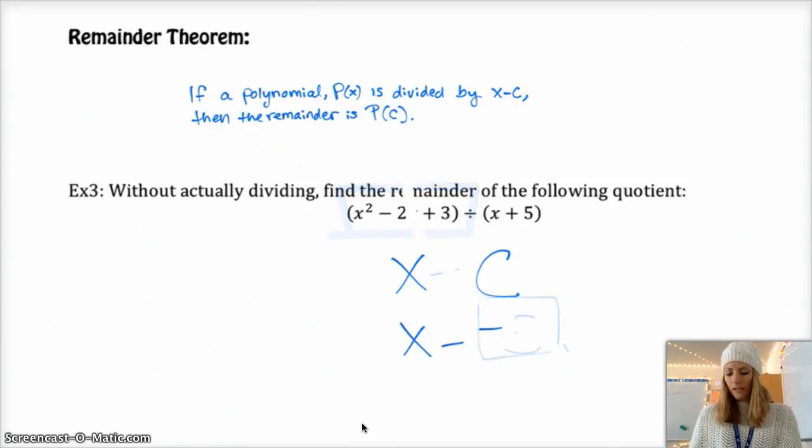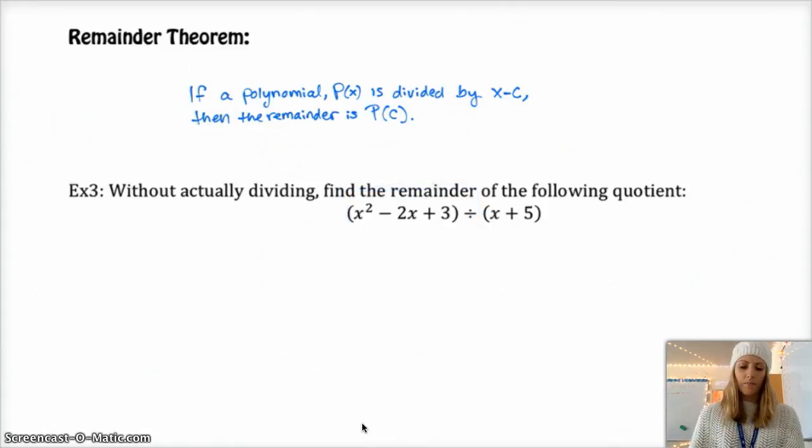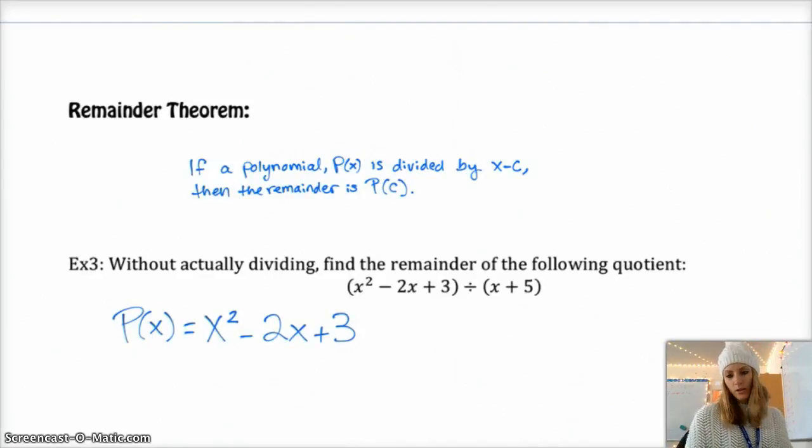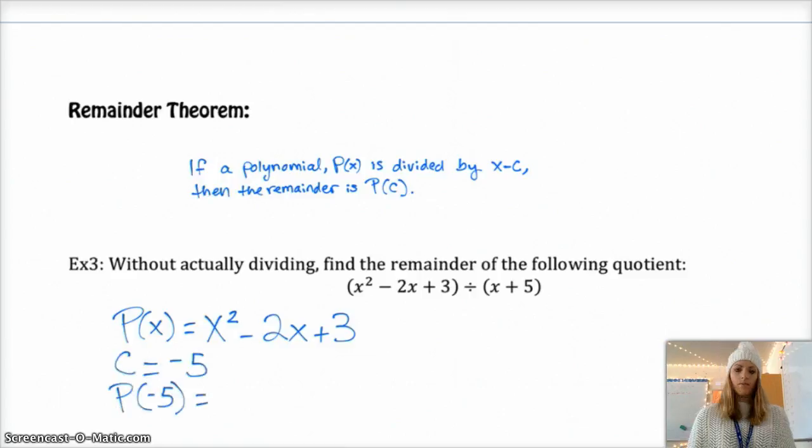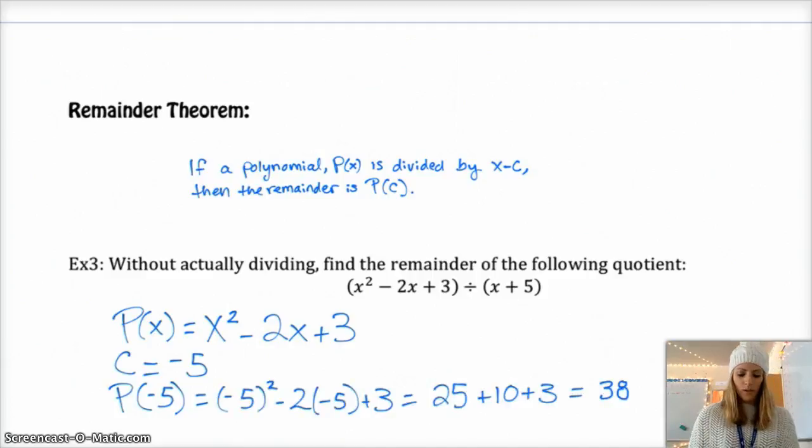So I can just take that polynomial and plug a -5 in. So p of x is x squared minus 2x plus 3, and I'm going to take c, which is -5, and plug it into the polynomial. So p of -5 is going to be -5 squared minus 2 times -5 plus 3, which is 25 plus 10 plus 3, which is 38. So the remainder is 38.